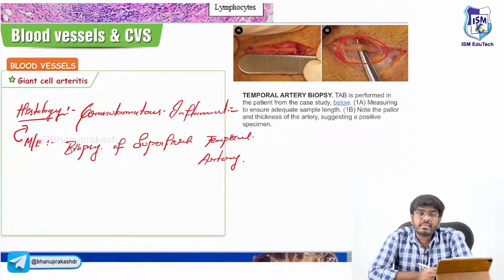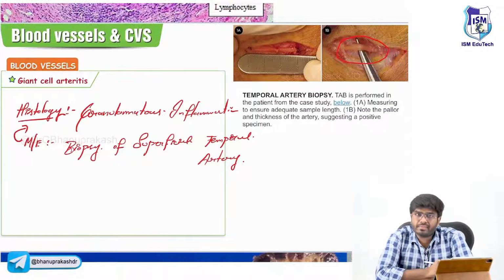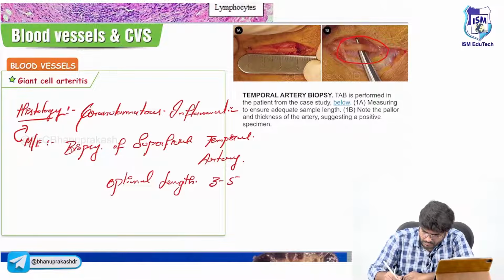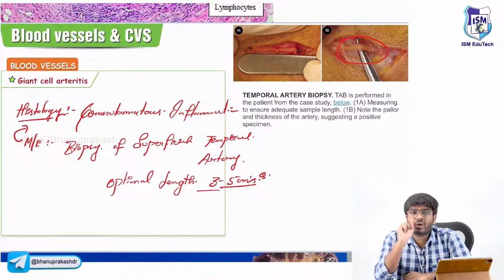Now the important point is, sir, how much artery do you need to take? What should be the length of this biopsy piece? The optimal length is going to be somewhere between 3 to 5 centimeters. Why do you need to take 3 to 5 centimeters? Why is a 1 centimeter biopsy not enough? Why take such a large piece of this temporal artery?